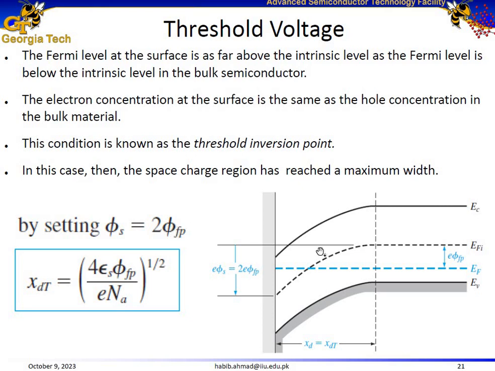And the second characteristic of the threshold voltage is that at the threshold voltage we will see maximum depletion width. As you can see over here, above the threshold voltage, the depletion width is not going to increase any further.